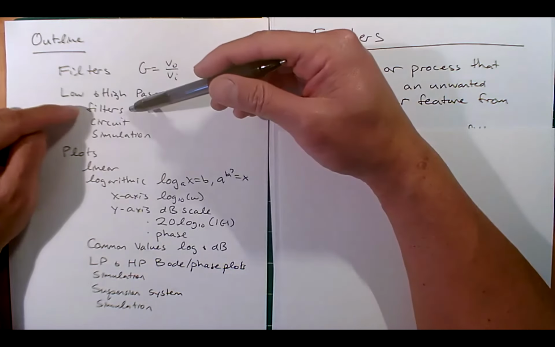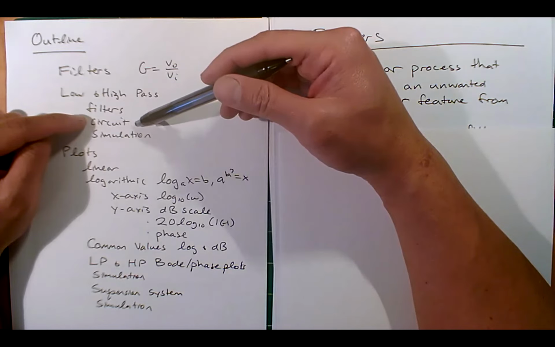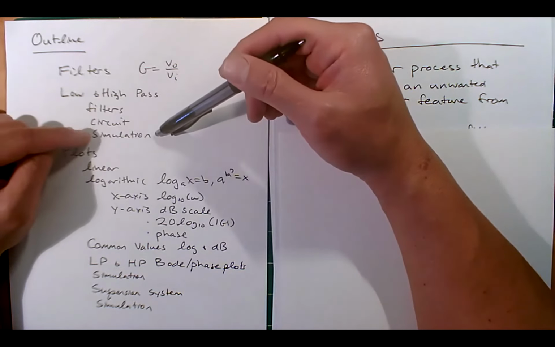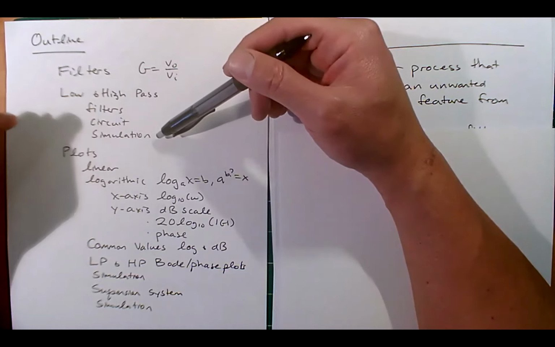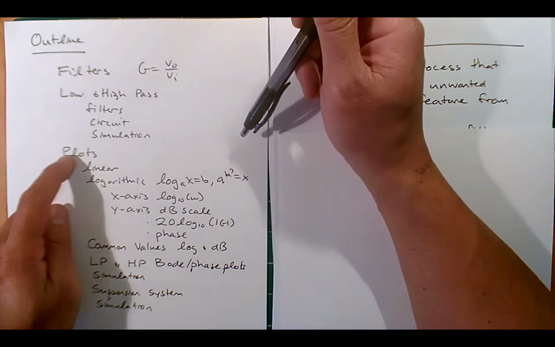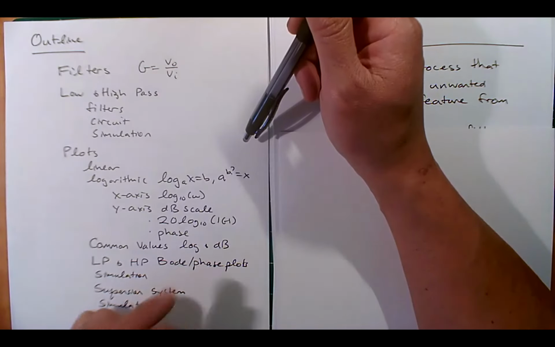We'll describe what a filter is. We'll look at specific examples implementing a filter with a resistor and a capacitor and a resistor and inductor. And we'll look at some simulations just to make sure we have some nice intuition as to what it's doing. Then we'll look at how industry plots a low pass filter, high pass filter on what we call a Bode plot. Okay, a Bode and a phase plot.